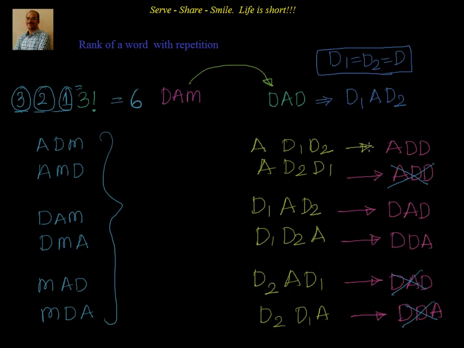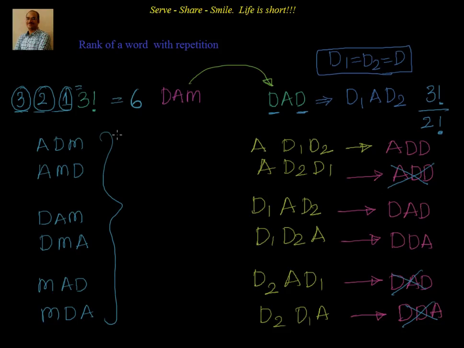So what we understood now is, if D is repeating 2 times, then the number of words formed is factorial 3, but you have to divide by factorial 2. So by this observation, can we make a general formula? If the word has any letters repeated, then you have to divide by how many times that particular letter is repeating, because we are generating duplicate words, and we don't want the duplicate words.